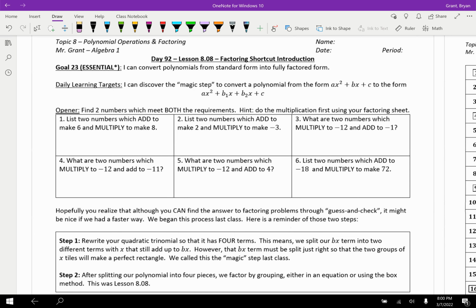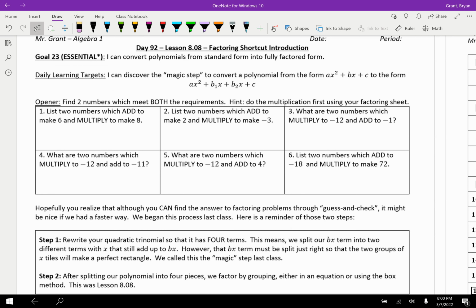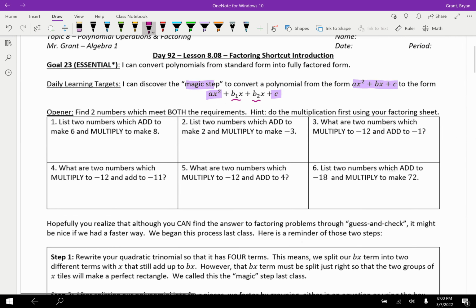So, notice that our daily learning target is to discover the magic step to convert a polynomial from the form ax squared plus bx plus c into still ax squared and c, but these two middle terms. And remember, we called this the mystery or the magic step last class. I did it for you, and you put the four terms into the box. Well, this class, we actually get to determine how we find those two middle terms. So let's take a look at our opener.